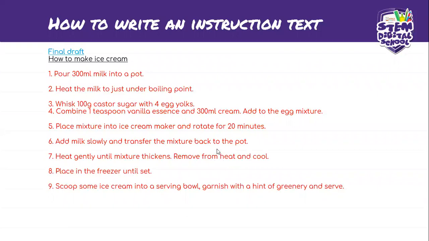Okay, all right. So after that, step 7, heat gently until the mixture thickens. So you're gonna heat it gently until the mixture thickens. The mixture should be thick. So you're going to heat until the mixture becomes thick. After the mixture is thick, what do you do? You remove from heat and then you allow it to cool. Then after it has cooled down, we go to step 8.